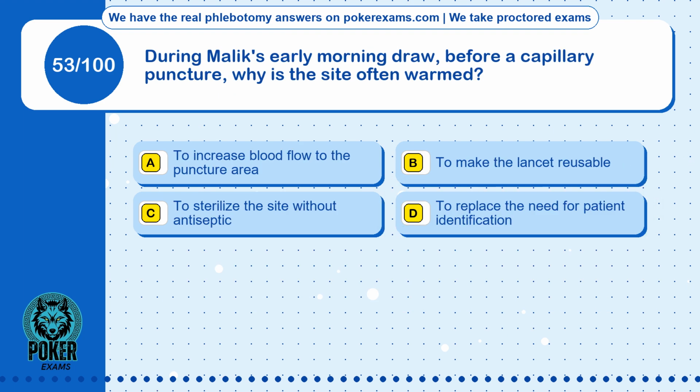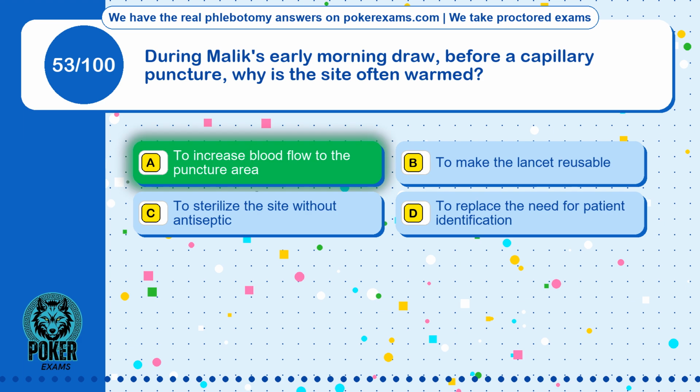Question 53. During Malik's early morning draw, before a capillary puncture, why is the site often warmed? Option A. To increase blood flow to the puncture area. Option B. To make the lancet reusable. Option C. To sterilize the site without antiseptic. Option D. To replace the need for patient identification.